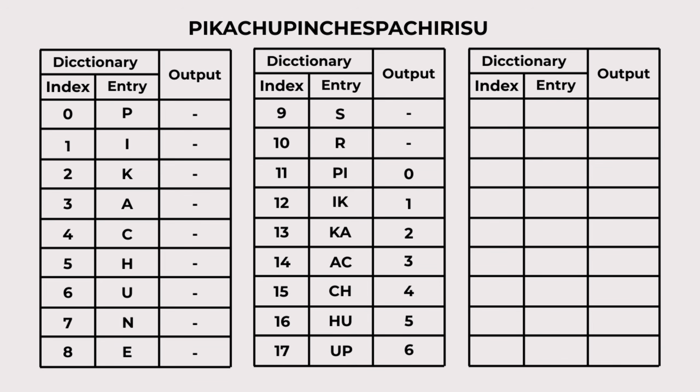Here's where it gets interesting. We're at P, and the next character is I. PI already exists in the dictionary, so instead of stopping, we extend it by adding the next character, which is N. PIN does not exist in the dictionary, so we output the code for PI, which is 11, and then add PIN to the dictionary with a new index. From here, we just repeat the same steps until the entire text is processed.